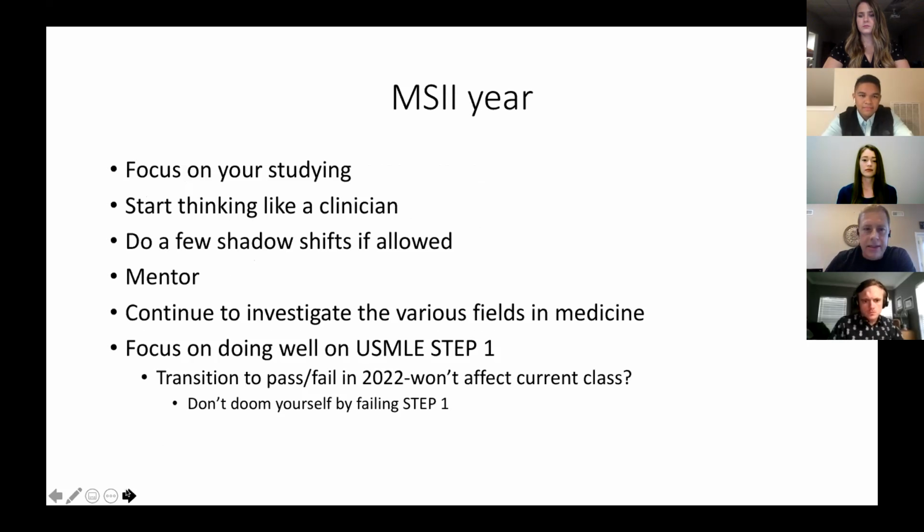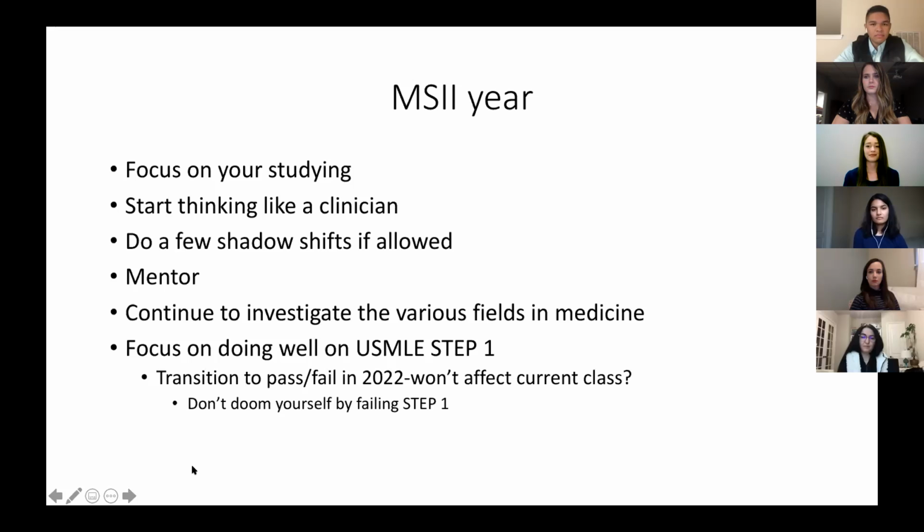All right, let's move on to the MS2s. And again, recognize there's going to be some overlap with all this. Just because I'm talking about MS2s doesn't mean it doesn't apply to the 1s and 3s, okay? Recognize that all this stuff you're doing may apply to you whether you're at the top of the food chain or the bottom of the food chain. Keep focusing on your studying.